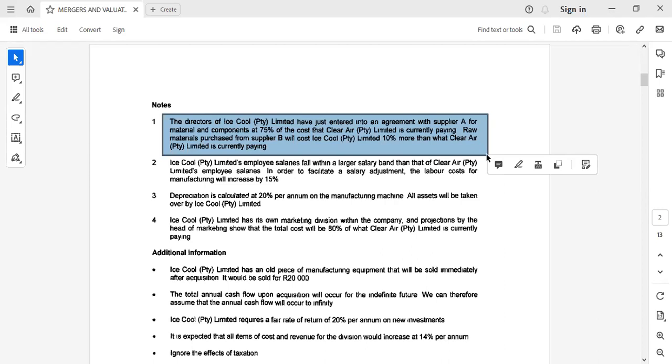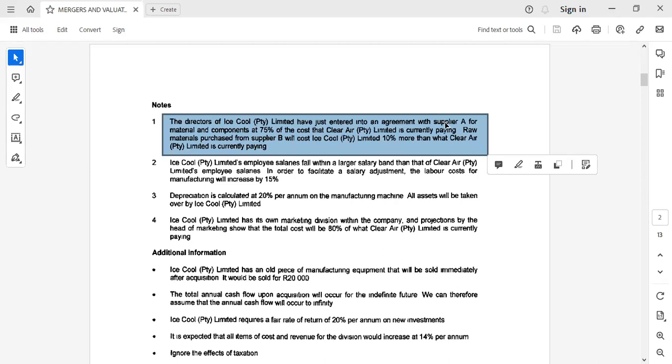So if we're calculating the minimum price, we're not going to take into account all these things. But because we're calculating the maximum price, we'll take these changes into account. Those are what you call synergy benefits or synergy costs. Synergy benefits are the good things that will arise because of the combination, like this one of purchasing the material at 75%, that's a synergy benefit. Then this one of paying 10% more, that's a cost. Right, so we'll take them into account because we're calculating the maximum purchase price.